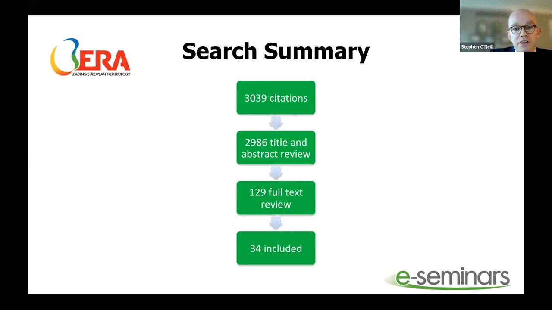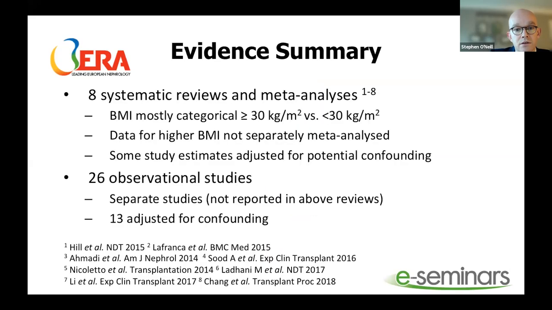The systematic search for evidence in this area identified 34 studies from a total of over 3,000 citations. There were a total of 8 systematic reviews and meta-analyses. For most articles, BMI was categorically broken up into 30 and over for obese transplant recipients, and outcomes were compared with recipients with a BMI less than 30.